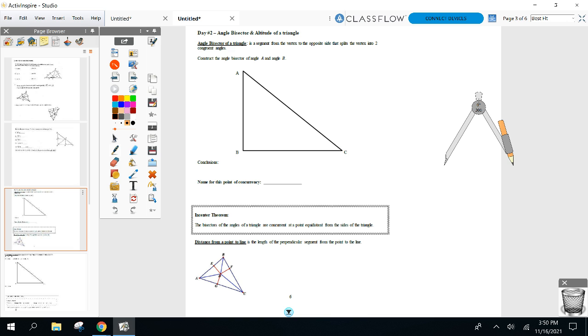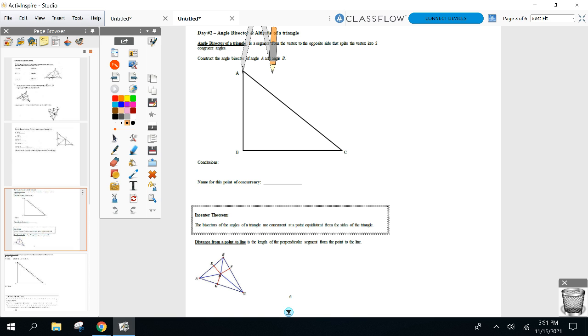What I want to start off doing, grab your compass and your straight edge right now. I want to do angle bisectors of a triangle. Specifically, I want to do an angle bisector for angle A and an angle bisector for angle B. So let's review this. And again, this is where you may want to pause the video, do your arc mark, come back, play it, just to make sure you keep up and don't fall behind.